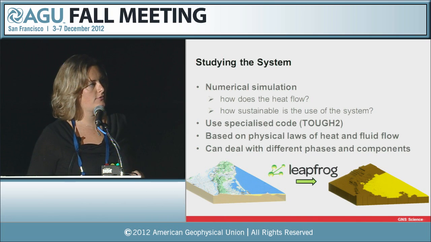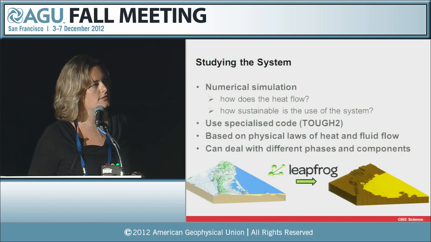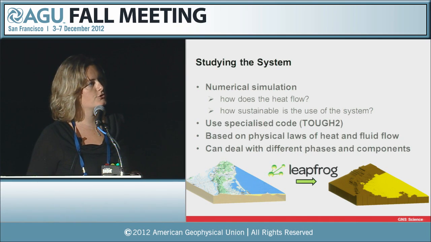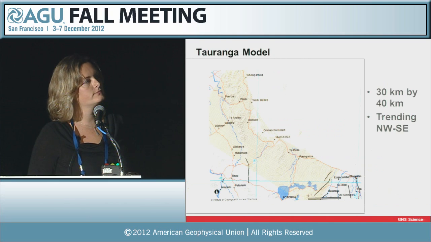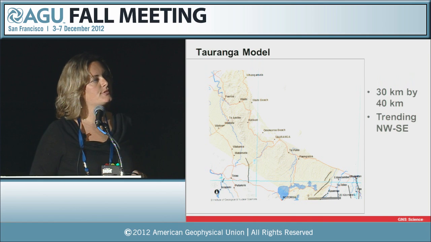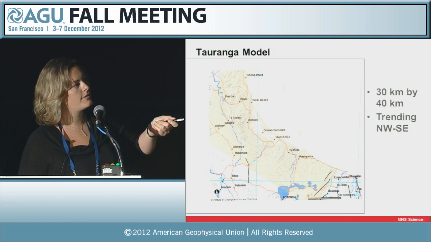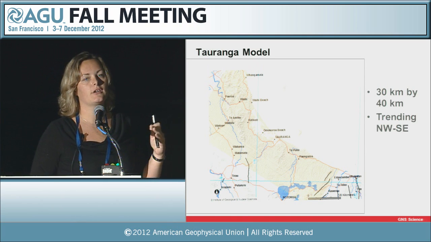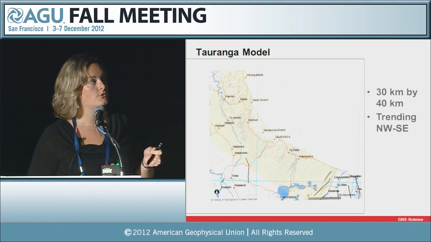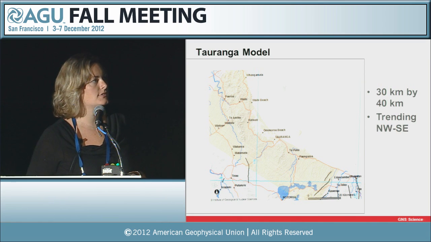On the bottom left, you can see the geological and geographical map of Tauranga, and on the right is the TOUGH2 grid that I created using Leapfrog Geothermal. So the Tauranga model covers about 30 kilometres by 40 kilometres, which is the area in the centre of the model where there's a finer grid. The entire grid goes out to about 70 kilometres by 130 to make sure that boundary conditions don't affect the area that we're interested in.